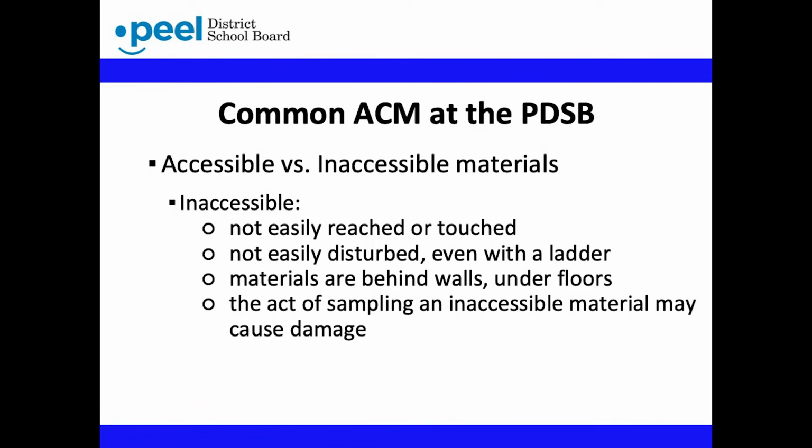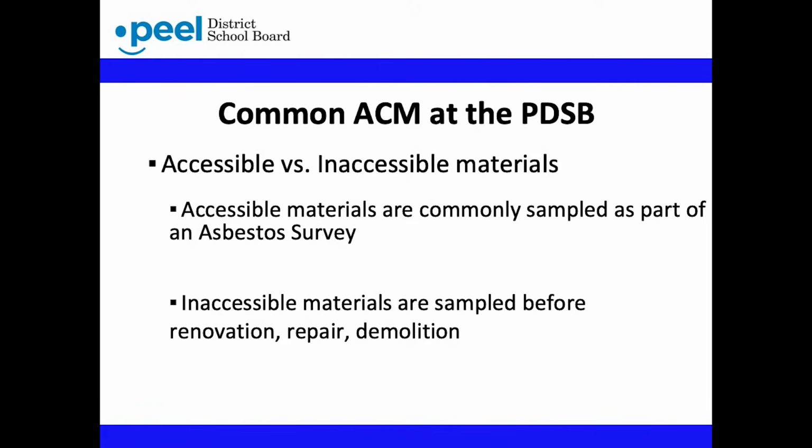Inaccessible materials are not usually included in an asbestos survey. Inaccessible materials are not easily reached or touched, such as under flooring or above ceiling spaces. Sometimes the act of sampling an inaccessible material may actually cause damage. For example, sampling pipe insulation that is above a ceiling space may involve cutting into the ceiling. When an asbestos survey is created, accessible materials are tested, and inaccessible materials are sampled before repairs, renovations, and demolitions.